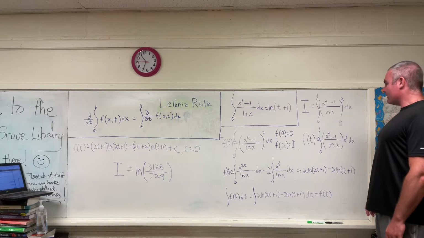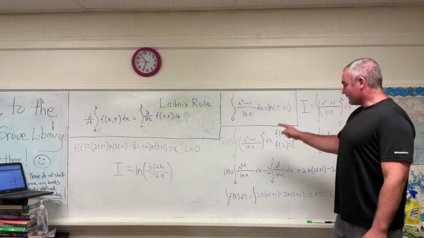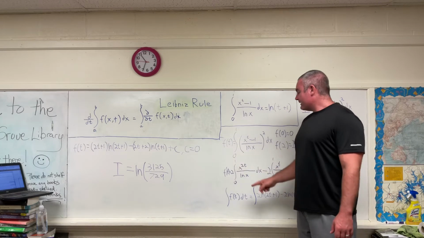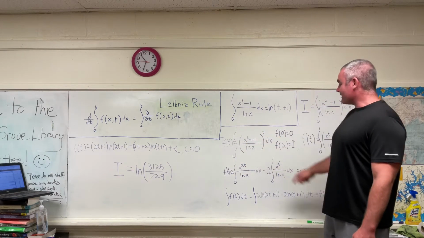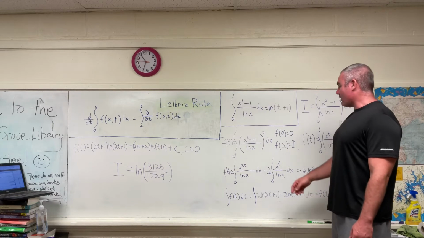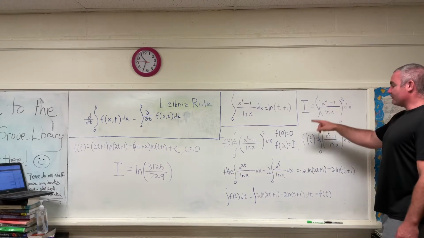Okay, so to get started on this integral, of course, we're going to reparameterize it. And for those of you that have watched my previous videos, I'm sure you see this step coming. We're going to create a function of t that's equal to the integral from 0 to 1 of (x to the t minus 1 over natural log x) all squared dx. And you can see I just replaced that 2 with a t.